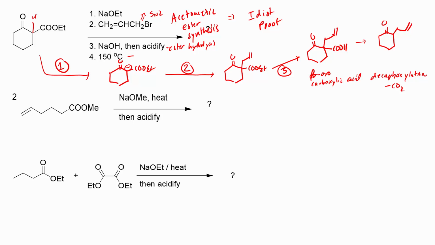Okay, what happens here in the second reaction? Ester, 2 of them, base and heat. This looks like a Claisen condensation, which is mechanistically related to the Aldol condensation. All right, so what happens in the Claisen condensation?